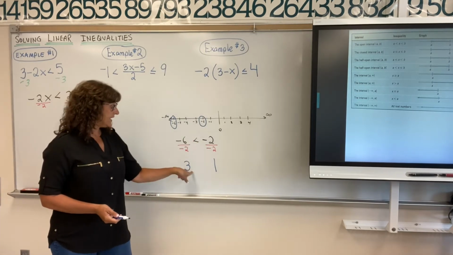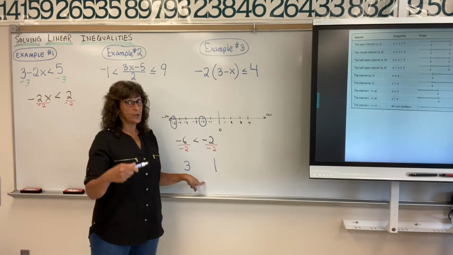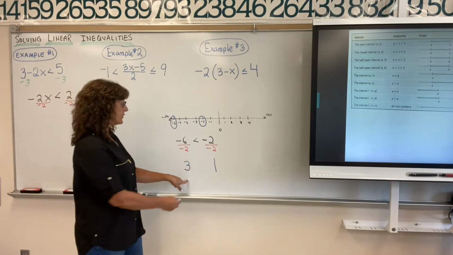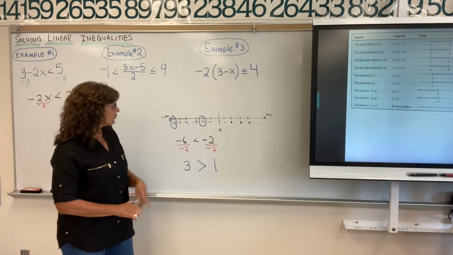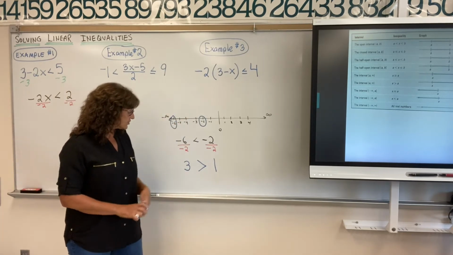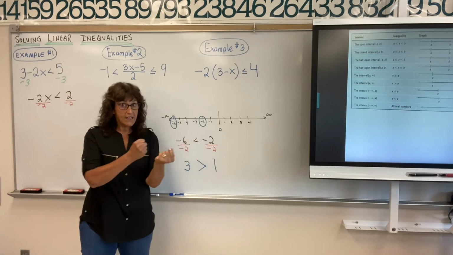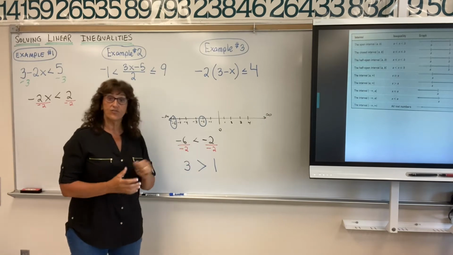We divided by a negative, and look what happened. Remember, any 2 numbers on our number system, we can put them in order. One's going to be larger than the other. So what do we have here, this statement here? Well, 3 is larger than 1, okay? So we started with the less than, we finished with the greater than. Anytime you divide both sides of an inequality by a negative, you need to switch the sign.